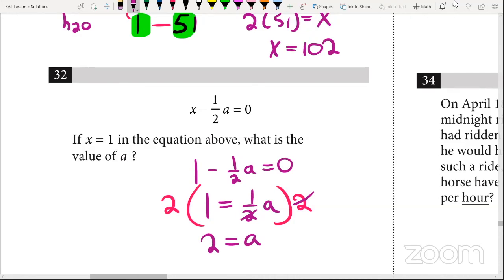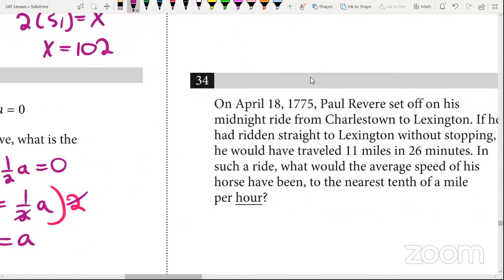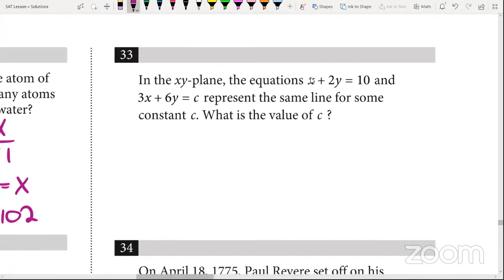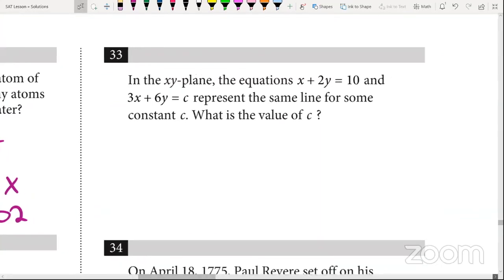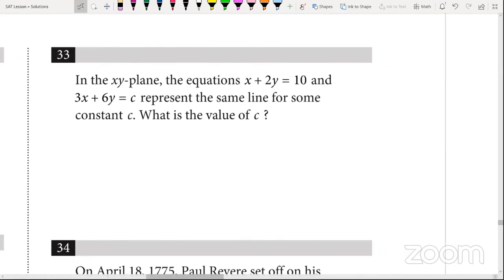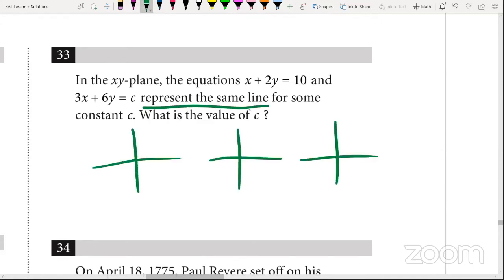Going over now to number 33. The equations x plus 2y equals 10 and 3x plus 6y equals c represent the same line. That's really critical. We're talking about 2 lines and the way they interact on an xy axis, and there's 3 ways that that can happen. The lines can intersect once, they can intersect never, or they can intersect always if they were the same line. And that's what we have here. They're intersecting always, they're the same line.